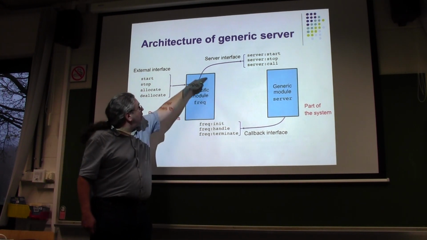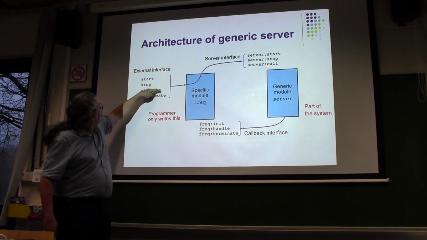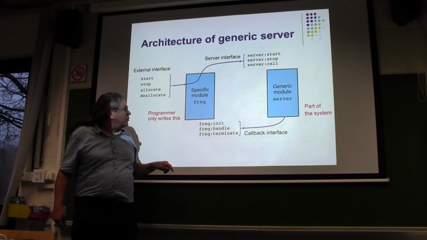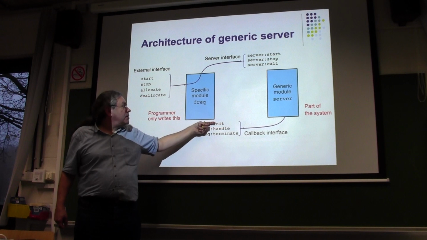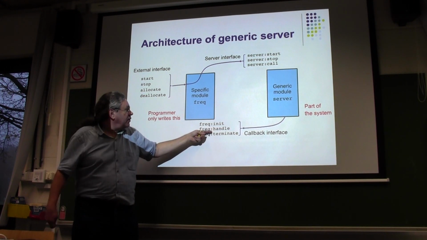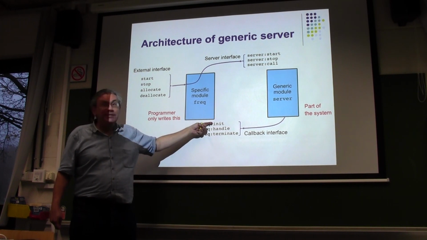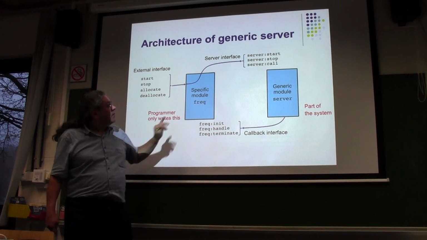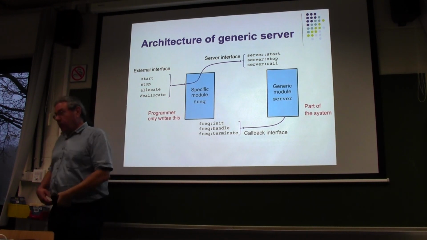So basically, all you have to do here is define what the external interface is and what the actual computation is. How do you initialize something? How do you actually do a computation, handle, and terminate? So it's very easy: you start, you're working, and you stop. Okay? So this is the generic server.